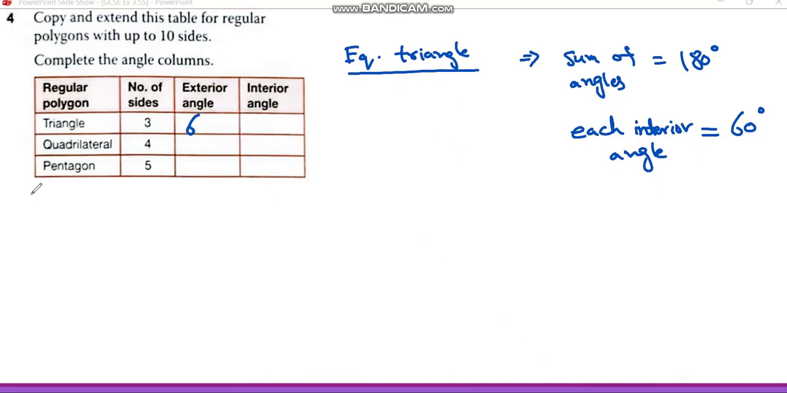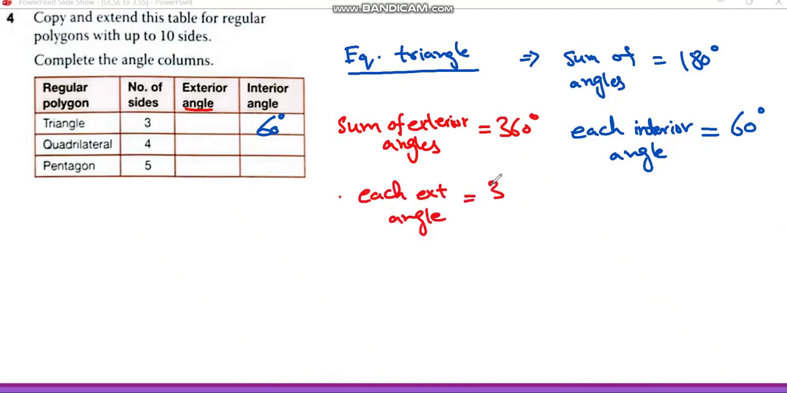Now we will also talk about the exterior angles. The sum of all exterior angles in all polygons will be 360. So in the triangle, which has 3 exterior angles, the sum of exterior angles should be 360 degrees, and each exterior angle will be 360 divided by 3, which means 120 degrees. So it should be 120 degrees.